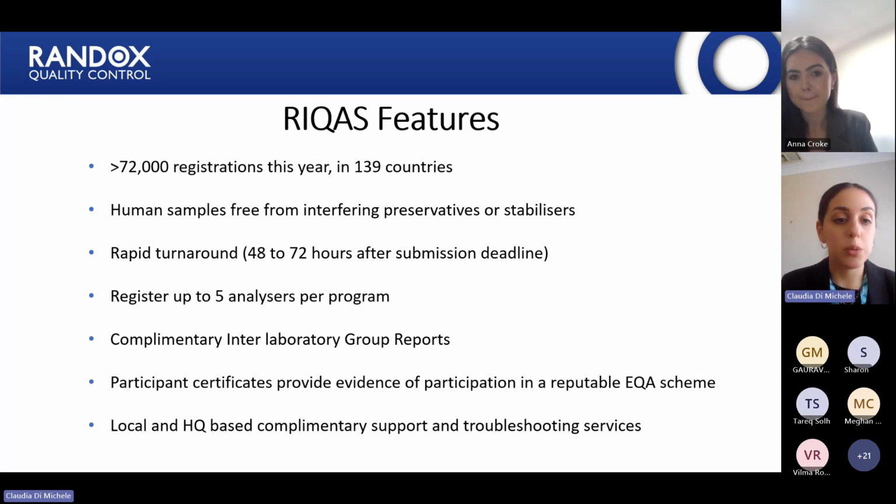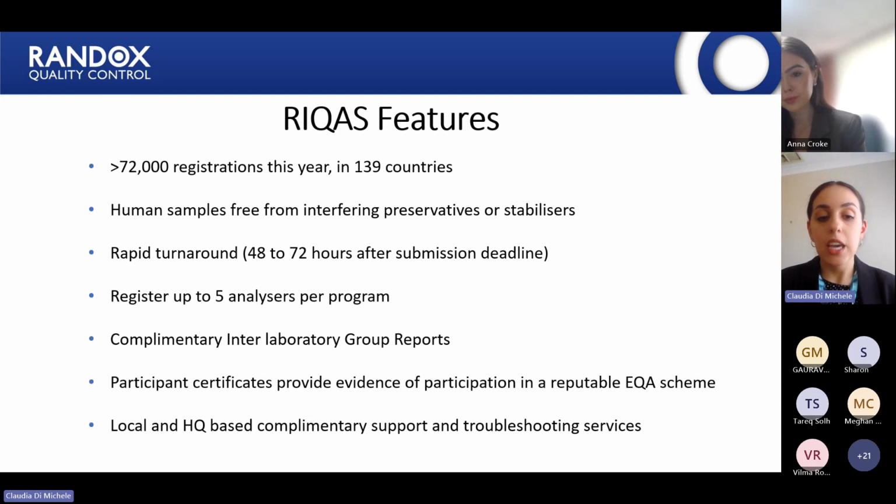You can receive complimentary interlaboratory group reports, which allow you to compare affiliated laboratories in, say, if you have a network in your state or country. You'll receive participant certificates, which give you evidence of participation in a reputable EQA scheme. And we have local and HQ-based complementary support and troubleshooting services. So if you are ever having issues with a particular analyte in your RIQAS program, we do offer this complementary support and troubleshooting. We can sit down and go through things like the checklist, maybe think of some aspects that we've heard before in other troubleshooting situations, and offer you any advice.